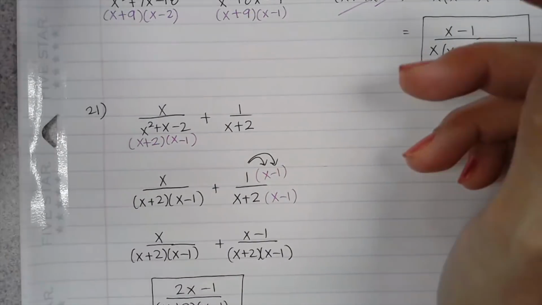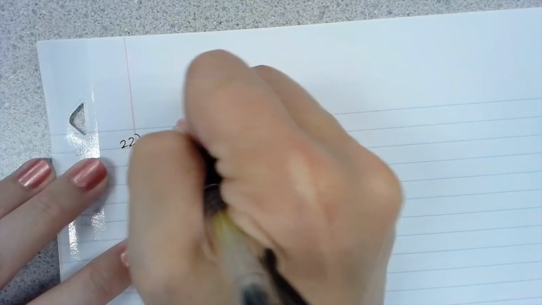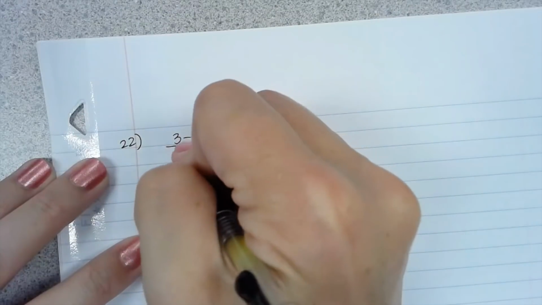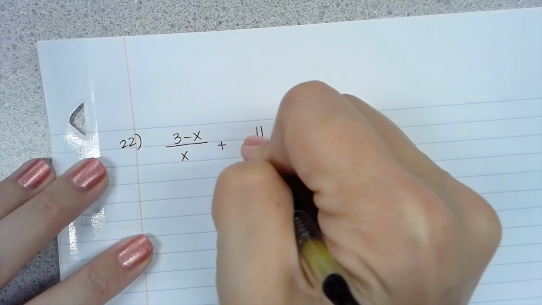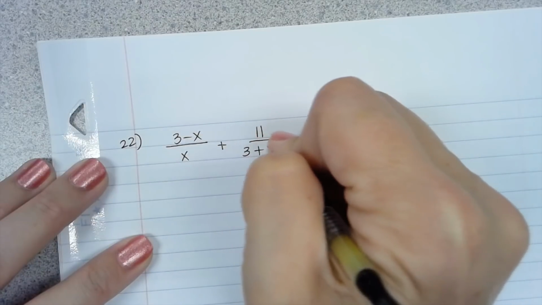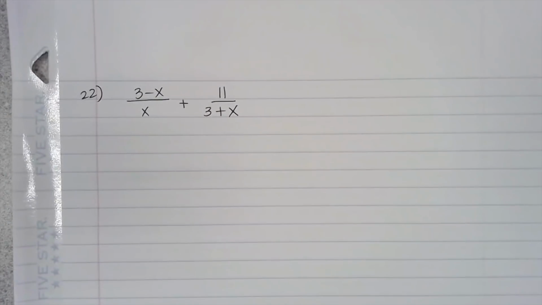For question number 22, here I'll go ahead and do that on another page. Question 22 says 3 minus x over x plus 11 over 3 plus x. And so if you don't like the way the denominators are written, you could always switch them, but there's really no harm in having them written the way that they're written. You're going to make them match.